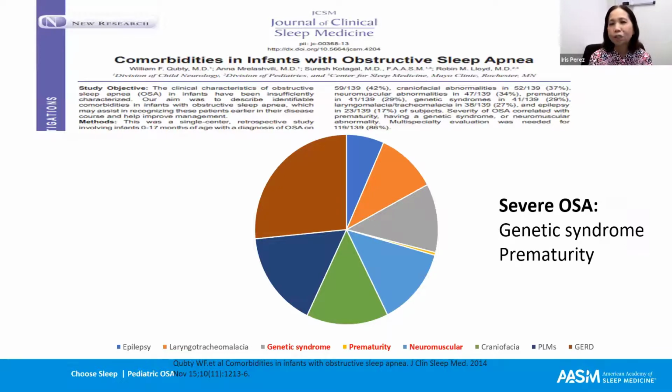When planning for treatment for infants with obstructive sleep apnea, one can also take into consideration the comorbidities that are present in these children. In a study by Dr. Kupti in Minnesota, they found that infants have a lot of associated comorbidities, and the most common was gastroesophageal reflux disease, and those with genetic syndrome, history of prematurity, and neuromuscular disorders presented with more severe OSA.